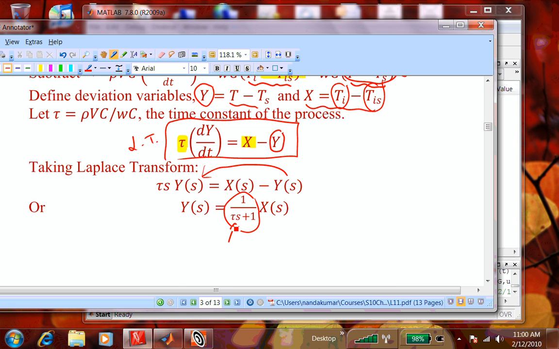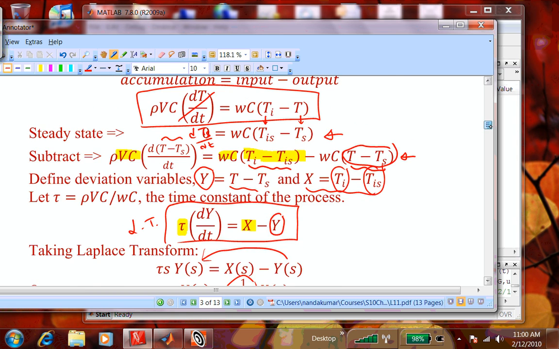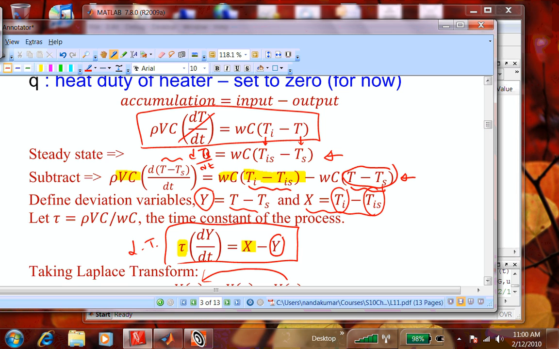Yeah. Could you explain again how you went from dT/dt to dT/dt minus dTs/dt? Okay. So you're asking about this one? Just take the derivative of this. Keep in mind that Ts is a steady state value, meaning it is not changing with time. Ts is constant like this.